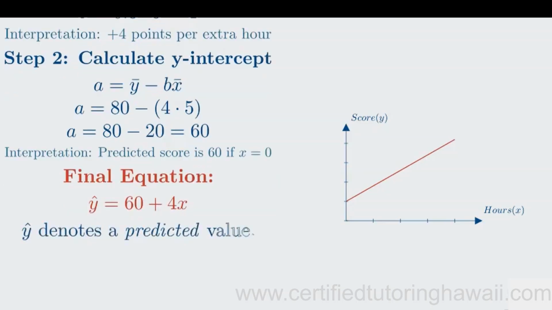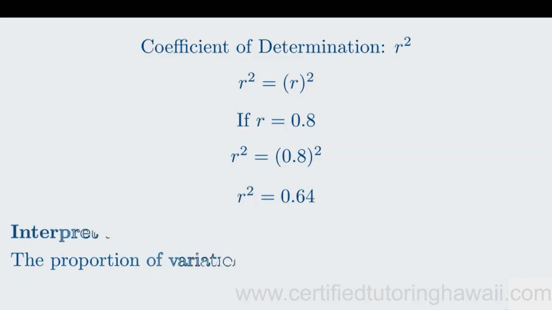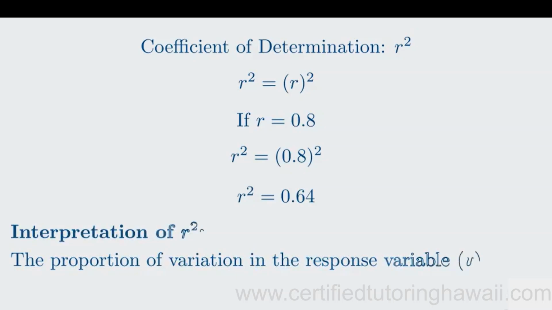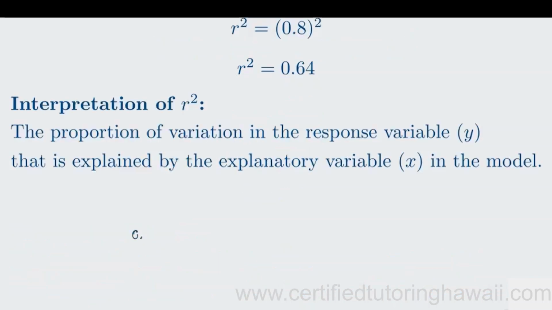Notice how we use the hat symbol over the y to emphasize that this is a predicted value, not necessarily an actual observed score. Another critical concept in linear regression is the coefficient of determination, denoted as r squared. As the name suggests, in simple linear regression, this value is literally the square of the correlation coefficient r. If our correlation r was 0.8, then r squared would be 0.8 squared, which is 0.64. This is the interpretation of r squared, the proportion of variation in the response variable y that is explained by the explanatory variable x in the model. This value is usually expressed as a percentage.